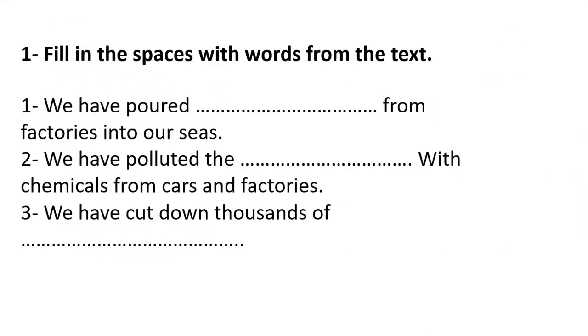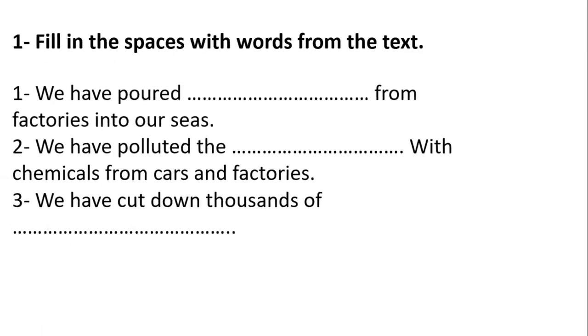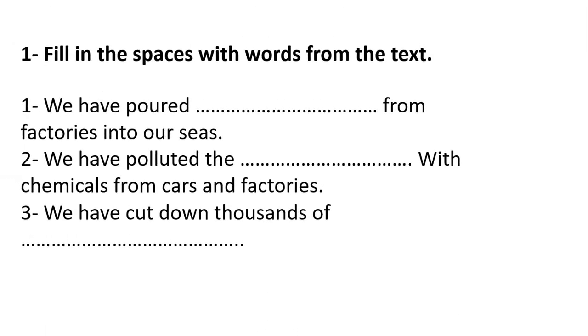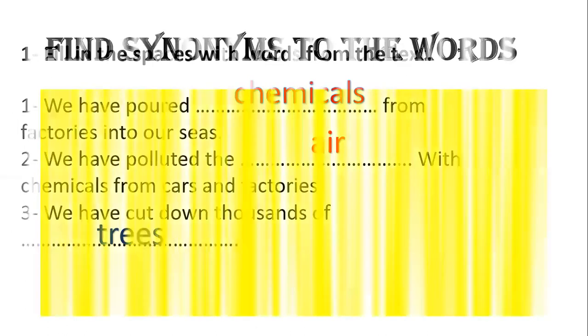Now we have the same questions again. We have poured what from factories into our seas? We have poured chemicals from factories into our seas. We have polluted the air, and we have cut down thousands of trees. So we need to know these words very well. Chemicals, air pollution, trees, cut down, factories.